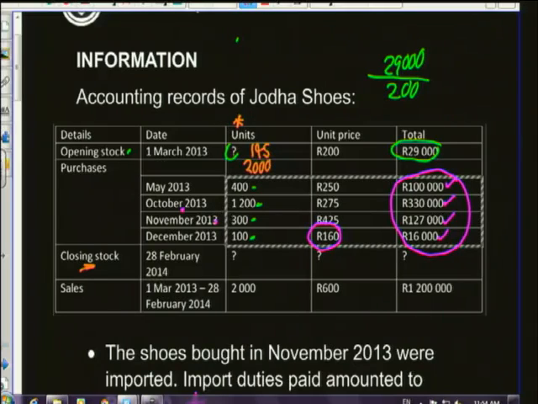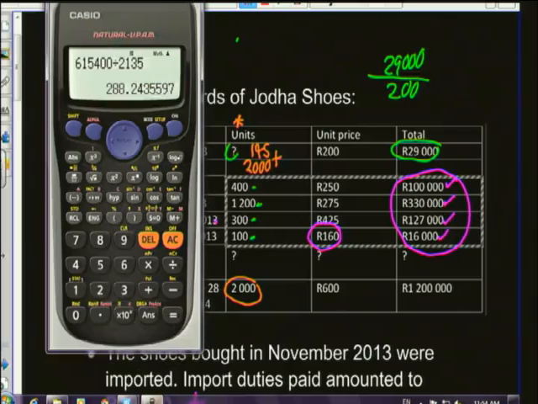Now, what's going to happen to my opening stock? If I've purchased more units, obviously the stock that I have has to increase. I'm going to add on 2,000 units. The sales for the year, I've sold a total of 2,000 units, which means how many units do I have unsold at the end of the year? So let's take our calculators out and look at this particular calculation.